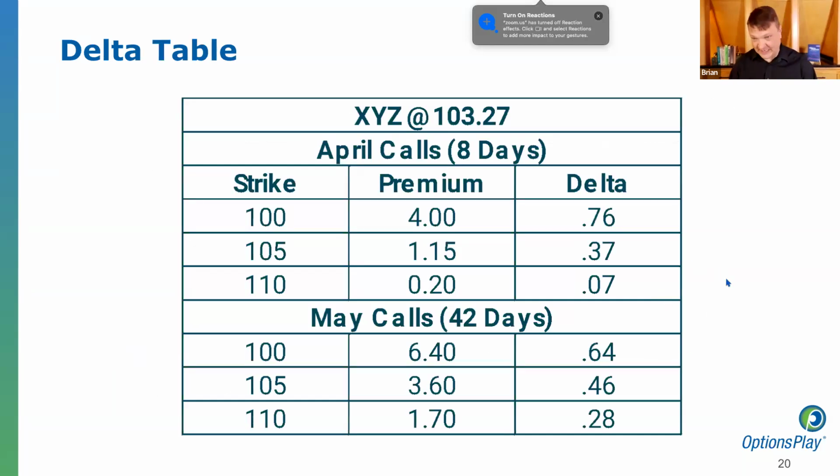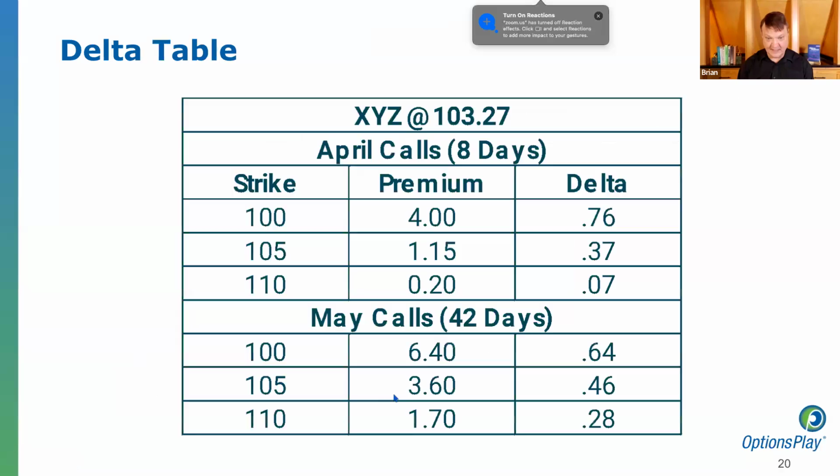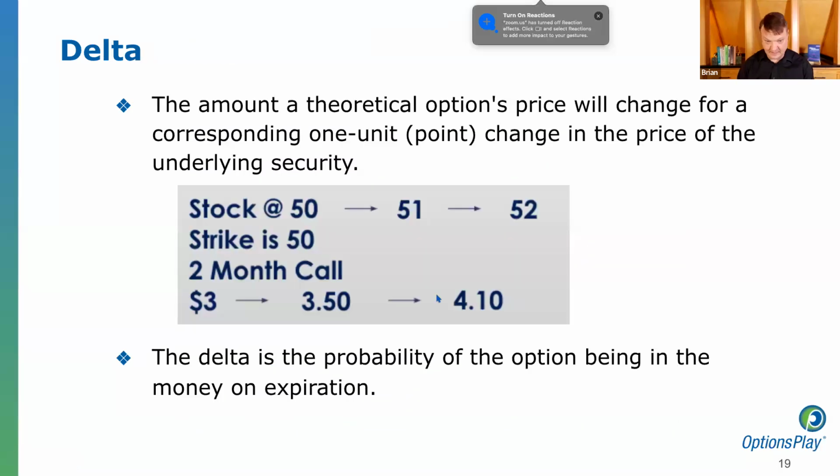So here's delta, and here is probabilities. I introduced this concept, and this is the concept that we're going to focus on. The delta is the probability of the option being in the money on expiration. I talked about an at-the-money option contract having a 50-50 delta, a 50-50 chance of being in the money. So the delta is close to 50.